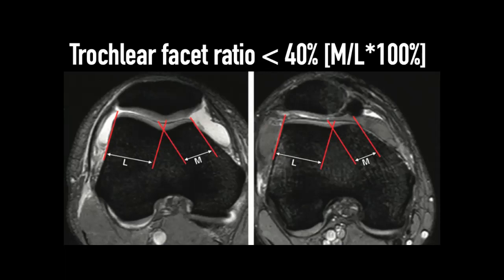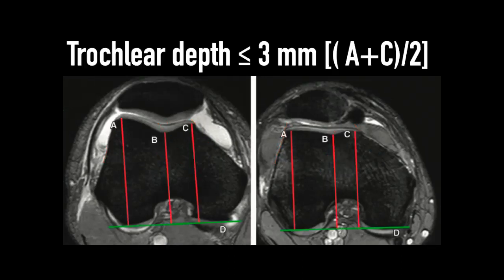If we take the ratio of these two, this is taken 3 centimeter above the joint line. And if the M by L, that is, medial facet by lateral facet ratio, is more than 40%, then that is also a sign of trochlear dysplasia. This shows the relative flattening of the trochlea.